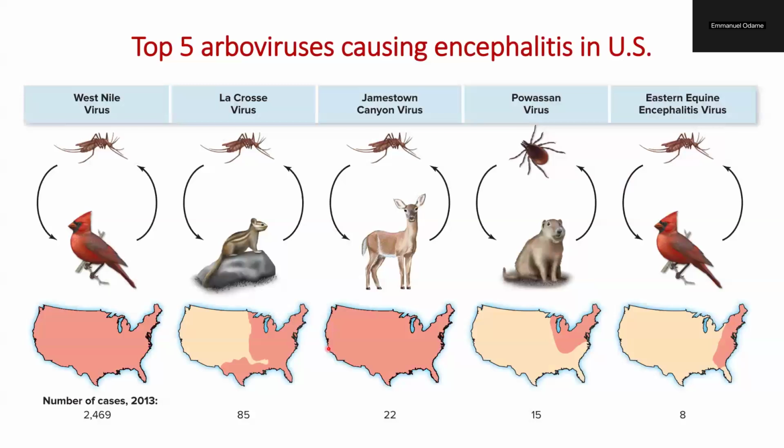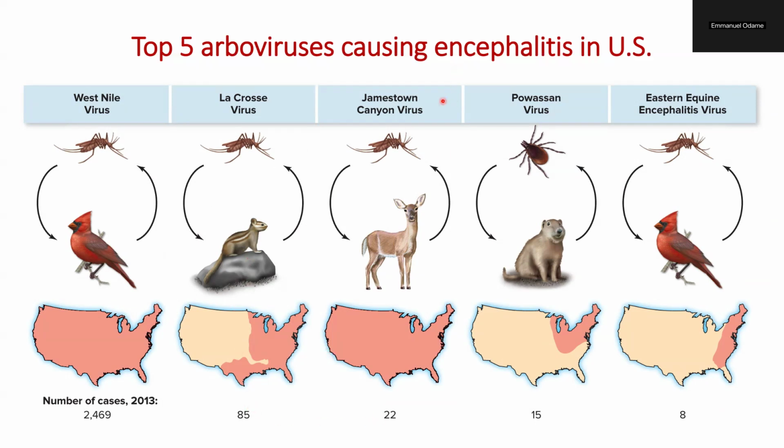And these are the top 5 arboviruses causing encephalitis in the United States. First one we discussed is the West Nile virus. You have it in the insect, and then it kind of goes into the bird, and then the cycle keeps going on and on. Clearly you can see the number of cases recorded only in 2013 is 2,469. And then we go to the next one, which is La Crosse virus, and it goes from the vector to squirrels, and we have about 85 cases.